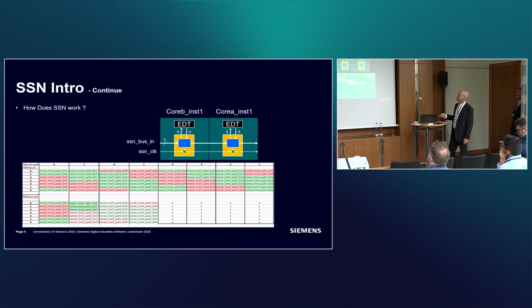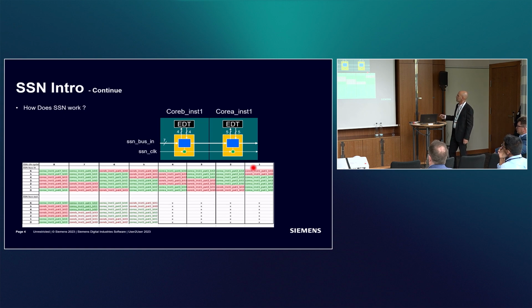If we go a little bit into how exactly the packets are handled, here we have a short example with an SSN bus of 7 bits, and we have 2 cores, core B and core A. Core B has 4 channels in and 4 channels out, and core A has 5 channels in and 5 channels out. As you can see, the total of these two is larger than the bus width. So how exactly does the solution handle that?